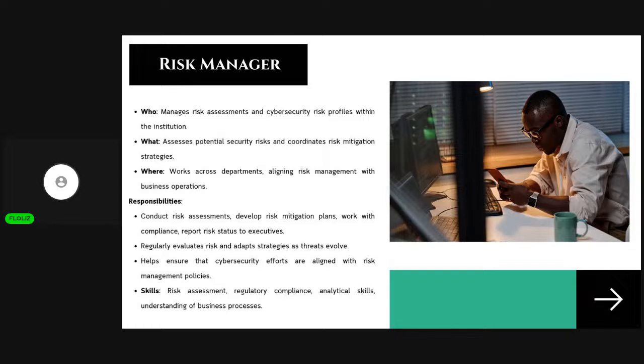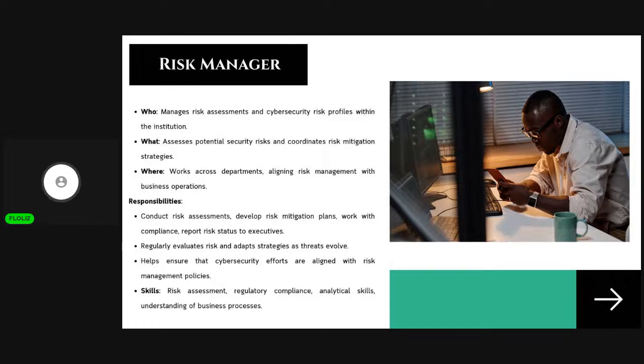So in terms of skills of the risk manager, risk assessment is top. Regulatory compliance is also very key. Analytical skill is very important, and understanding the business process. Because if the person you have as your risk manager does not understand your business process, the person may not perform as it should be, because you need to know the organization to be able to proffer solutions that are realistic. So you don't bring up solutions that cannot be implemented in that ecosystem.